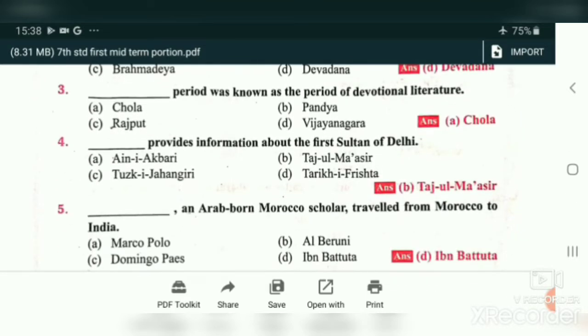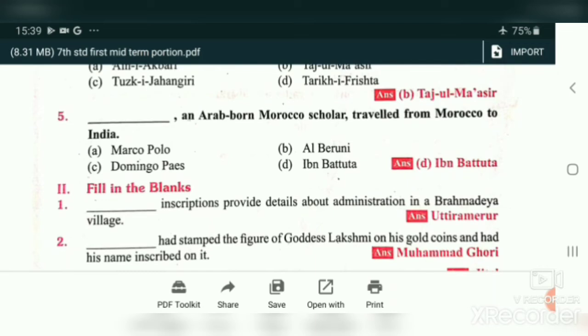The period was known as the period of devotional literature. Which period? Chola period. Dash provides information about the first Sultan of Delhi. Dash, an Arab-born Morocco scholar, travelled from Morocco to India. Who was he? Ibn Battuta. Arab-born Morocco scholar, Ibn Battuta.